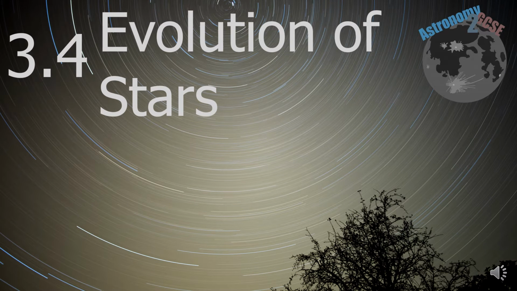Astronomy GCSE, Topic 3.4, Evolution of Stars. So, stages of evolution of a star. Stars of different masses have different stages of evolution. First, we will go through a star of solar mass, so the same mass as the Sun. Then we'll go through the stages of evolution of a star of much greater mass.